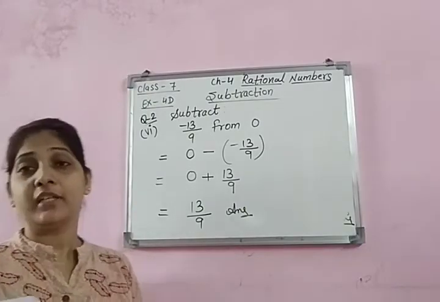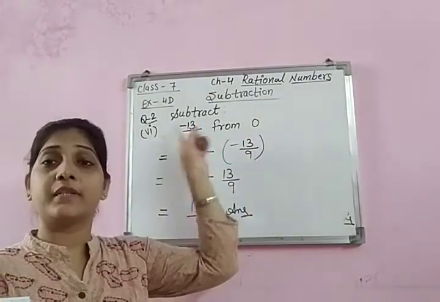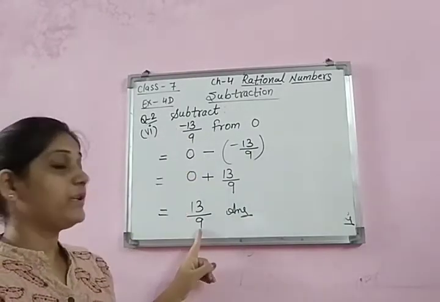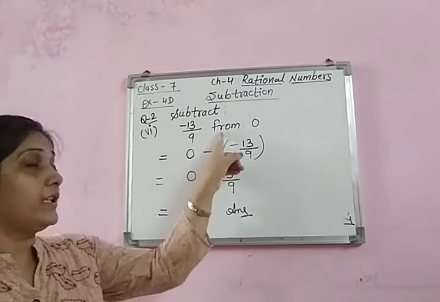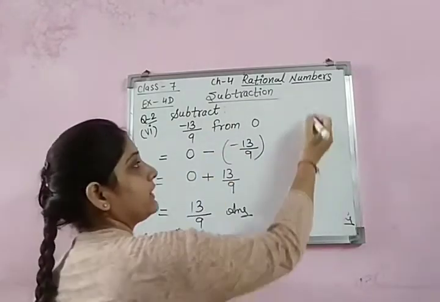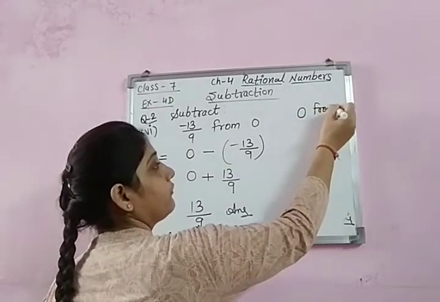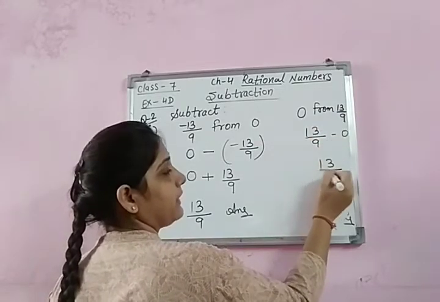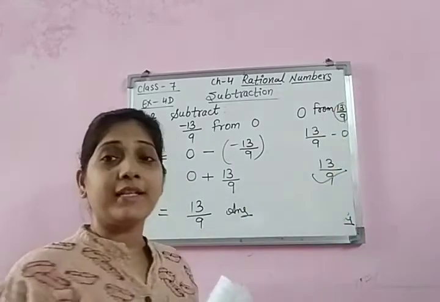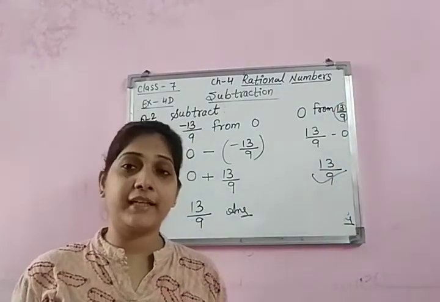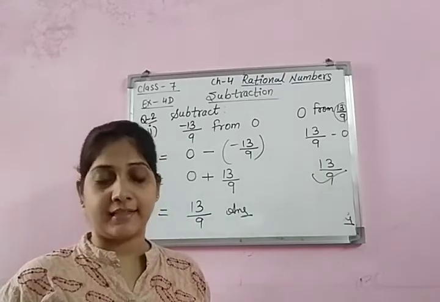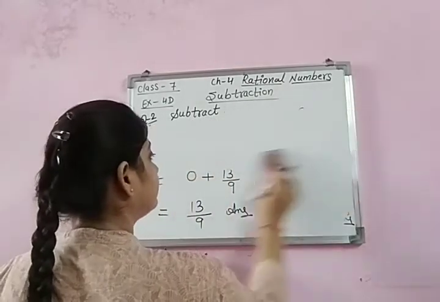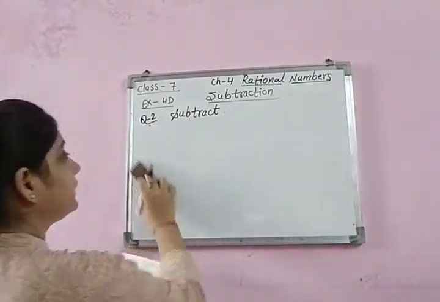So what conclusion do we get from here? That from 0, if you are subtracting any number, its sign will change. See, it was negative 13 by 9. It becomes plus 13 by 9 when the "from" concept is given. If the question is written like this, 0 from 13 by 9, so 13 by 9 minus 0, you will get 13 by 9 only, because you are subtracting 0 now, and if 0 is subtracted from any number, you will get the same number as the answer. So remember these small things. Now one more question from here, and then we will do question number 3.